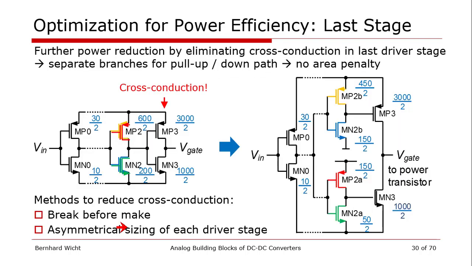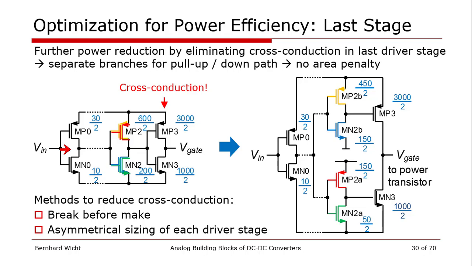There's one more detail. We have learned that the last driver stage can be quite large. And so we can imagine that the cross current at that final stage is significant, and in fact it can account to 50% of the driver losses. So we really want to do something about it. And this is the scenario.